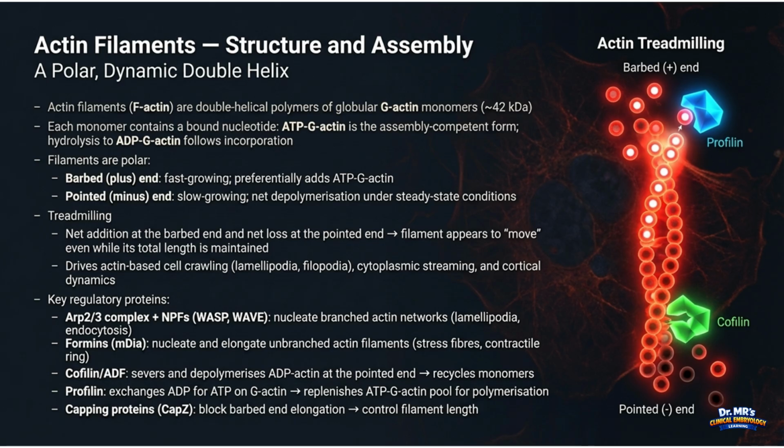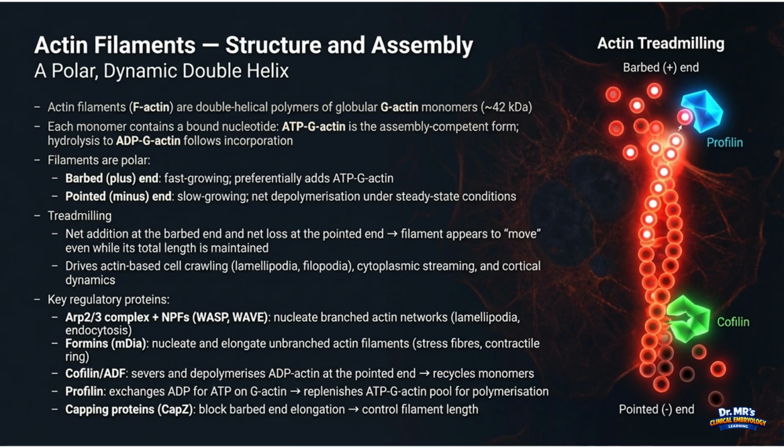But what if the cell doesn't want a branched thicket? What if it needs a long, straight structural cable to pull against? Then it completely bypasses ARP2/3 and uses a different class of nucleators called formins, such as mDia. Formins do not create branches. They grab G-actin monomers and stack them end to end, acting as a molecular motor that rides along the barbed end. Right, protecting it from being capped while rapidly elongating a straight unbranched filament. So ARP2/3 builds the nets and formins build the cables, but you still have the problem of running out of spare parts. If all the actin is tied up in these filaments, the whole system grinds to a halt.